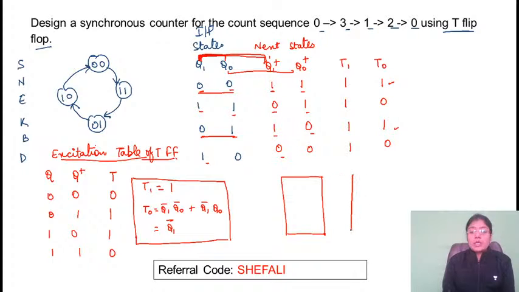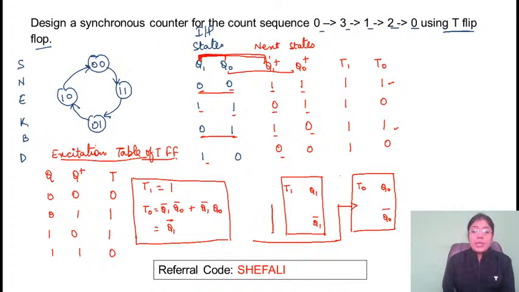Now design the counter. Two flip-flops are used. Let's assume that this is T1, this is T0. Here the outputs are Q1, Q1 complement, Q0, Q0 complement. The same clock is applied. I am not going into the details of the K-map because we have discussed K-map in detail.